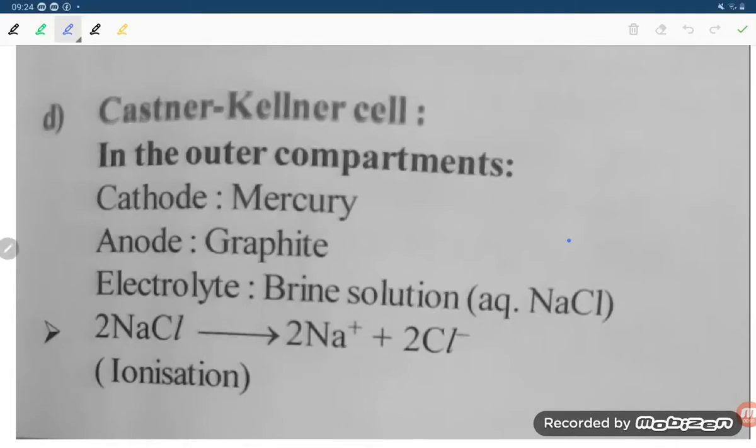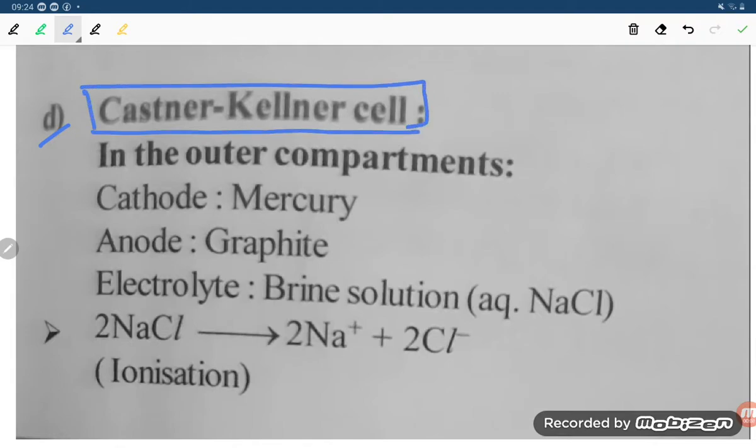Hello student, let us see the Castner-Kellner cell method for the preparation of sodium hydroxide. This Castner-Kellner cell method is also known as the mercury cathode cell. In this cell there are two compartments.